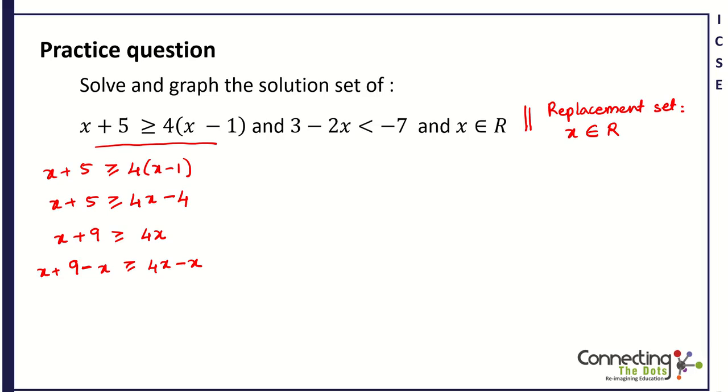And I'm illustrating it with such detail so that you recognize at every step which of the rules we are using to simplify this. So x plus 9 minus x is greater than or equal to 4x minus x. We have subtracted both sides of the inequation by x. So we end up with 9 is greater than or equal to 3x, or 3 is greater than or equal to x. And this can even be written as x is less than or equal to 3. This is what the first inequation gives us. This is our first condition.